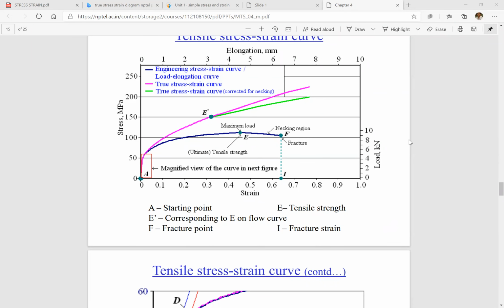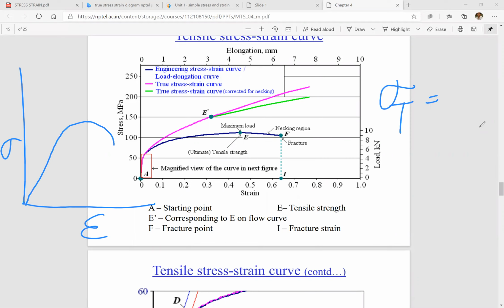We are showing the stress strain diagram. This is the engineering stress, sigma, and this is strain. As I said, in the true stress strain diagram, sigma T is equal to force divided by instantaneous area. That means during the plastic deformation, the area is continuously decreasing. If the area is continuously decreasing, then stress will be continuously increasing. True stress will be continuously increasing.